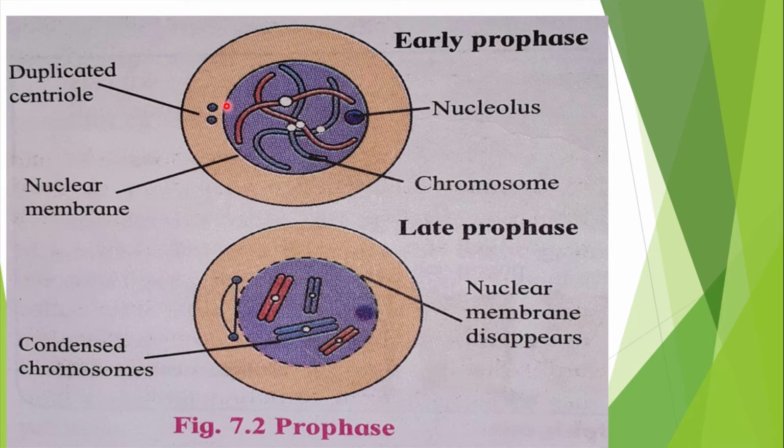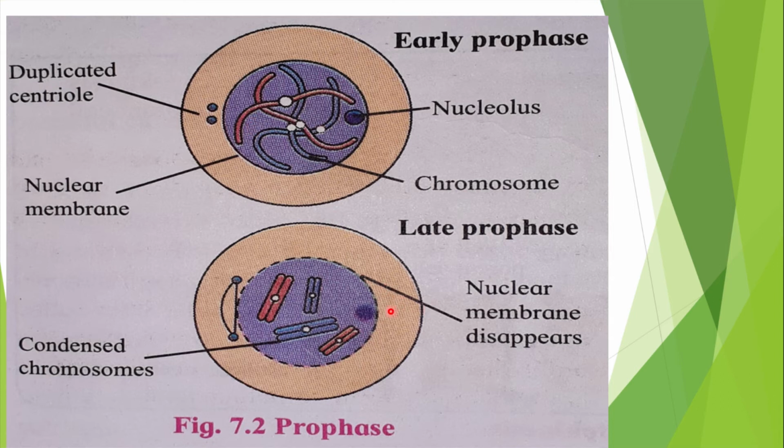Okay, then what happens? See, this is the centrosome. This centrosome was already duplicated in S phase. In animal cells centrosomes are present, and this duplication took place in S phase of interphase only. Here in early prophase, the divided centrosome starts migrating towards the opposite pole. Division already took place in S phase of interphase, and the duplicated centrosomes start migrating towards the opposite pole of the cell.